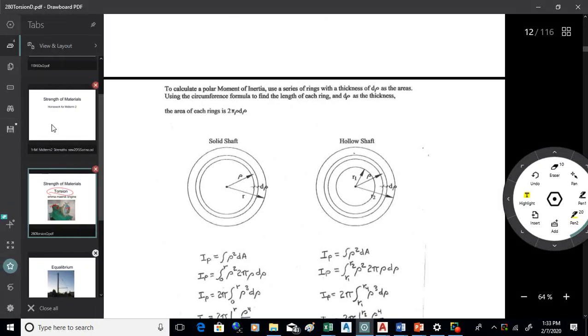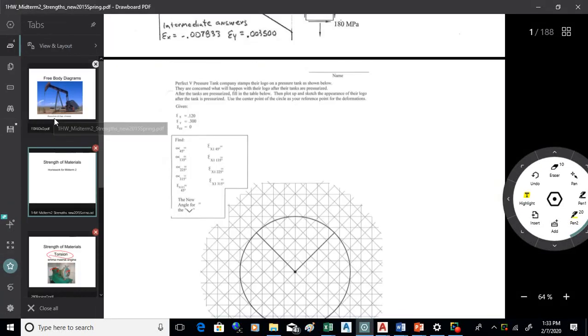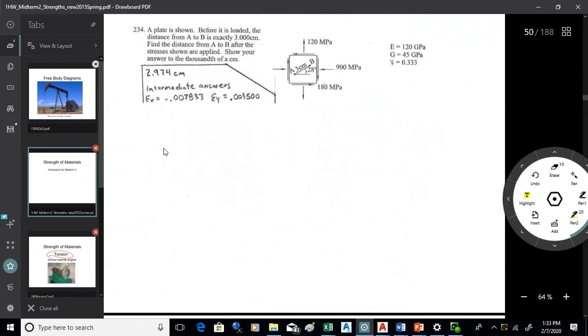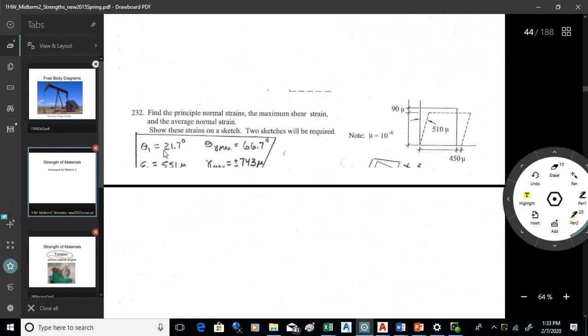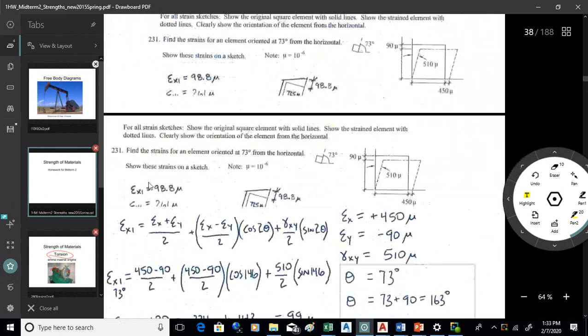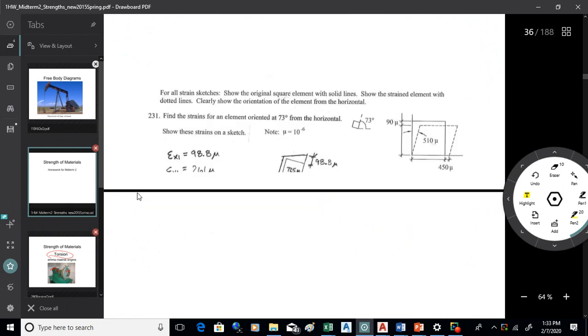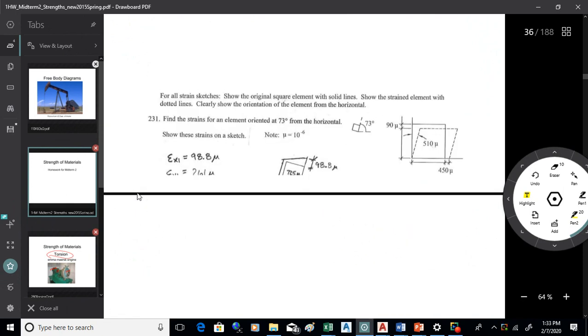So let's have a look at that homework that's coming due. Okay, there's two of them. They take a bit of calculations, so you want to give yourself some time to be working through these. So this first one is 231. This is just a standard biaxial strain kind of problem.